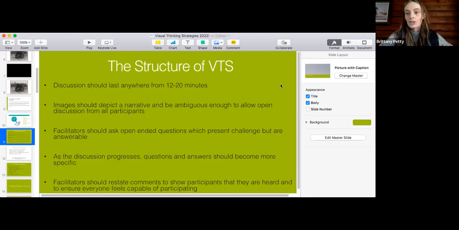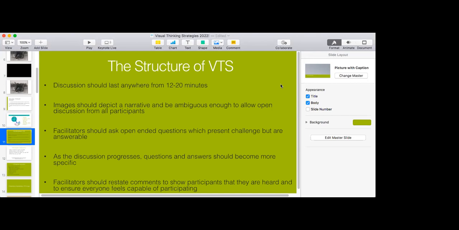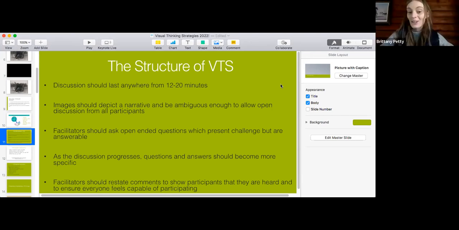So the structure of VTS, your discussions are going to last from 12 to 20 minutes. 10 minutes is okay, but you'd be surprised. Whenever I showed you all the image, I wasn't thinking it would last as long as it did, right? I'm like, we'll just breeze through this and go on. But yeah, you'd be surprised how long it can last just by looking at an image and talking about it.